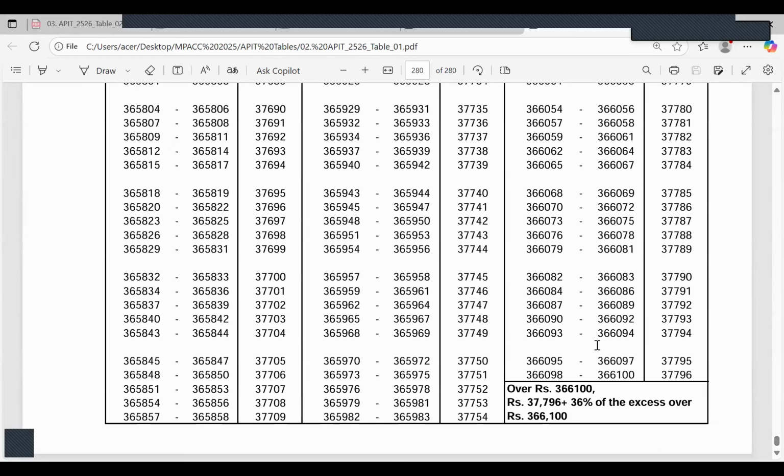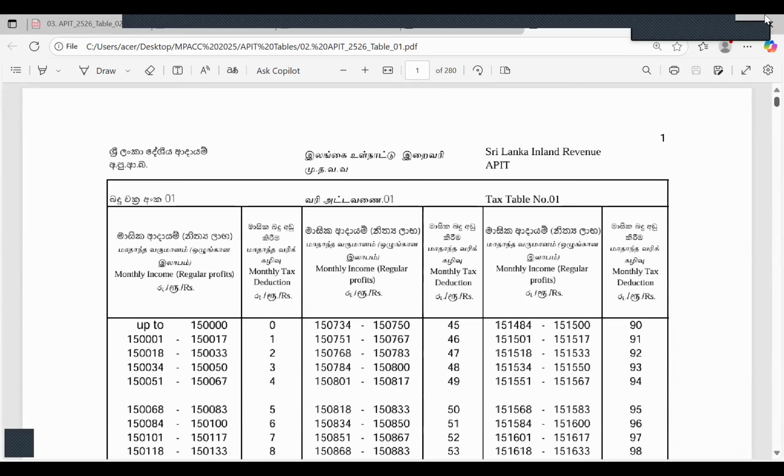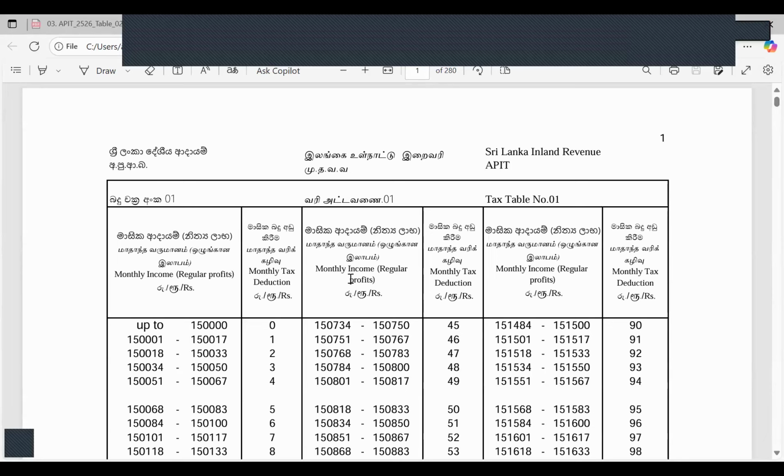But it has given only up to this amount, up to 366,100. The table has been given only up to this amount. That is why we have the summarized table. Now, without using this document, we can use that summarized table for the calculation of our tax liability.